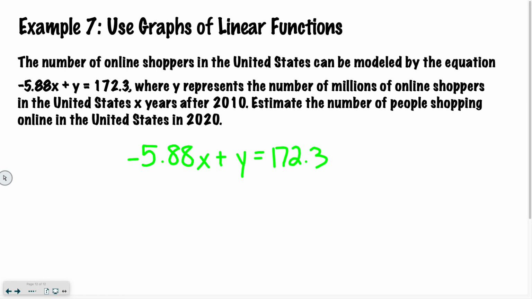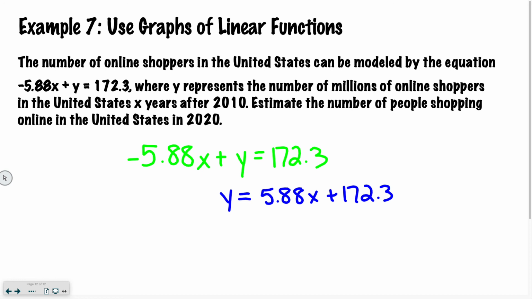So the first thing I see is this linear function, and I want to first change it so that it's written in slope-intercept form, because everything we're doing today is in slope-intercept form. So I'm going to add my x over, because right now it's negative. So then I would have y equals 5.88x plus 172.3. Okay, so now I have it in slope-intercept form, which is great. And now let's move on.